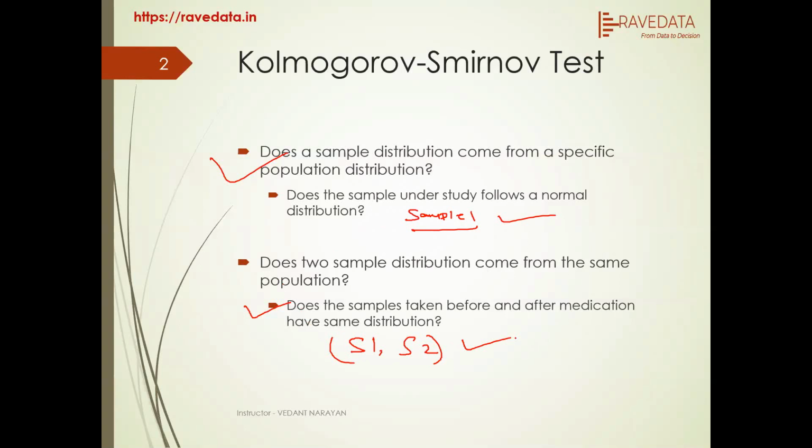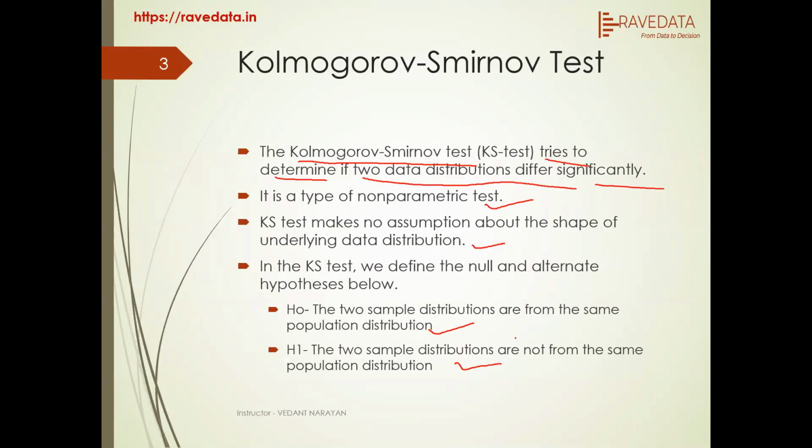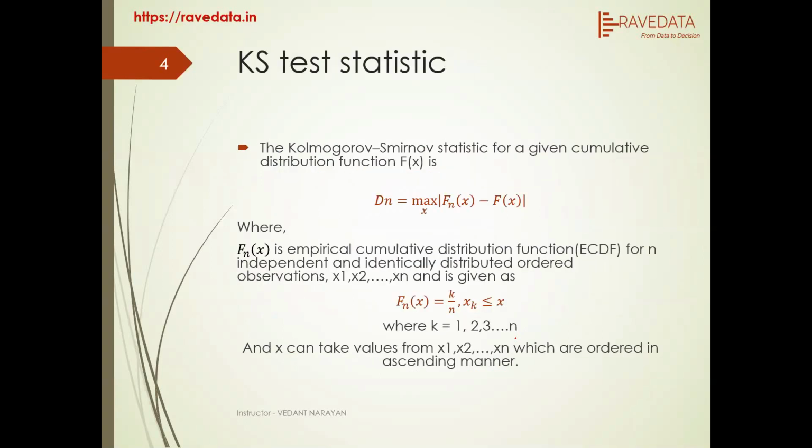So let's check the test statistic calculation for the one sample KS test, and then we will modify it to get the KS test statistic for the two sample KS test. The one sample KS test determines the absolute difference between the CDF of the known population distribution and the ECDF of the given sample distribution. So let's define what ECDF is.